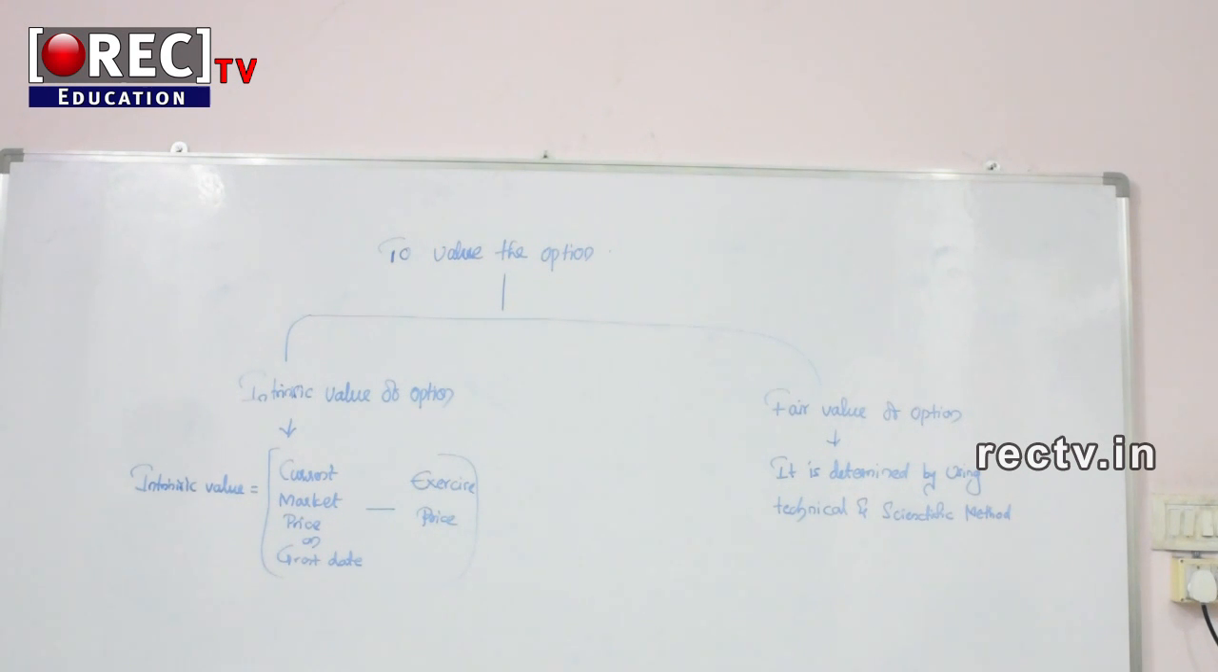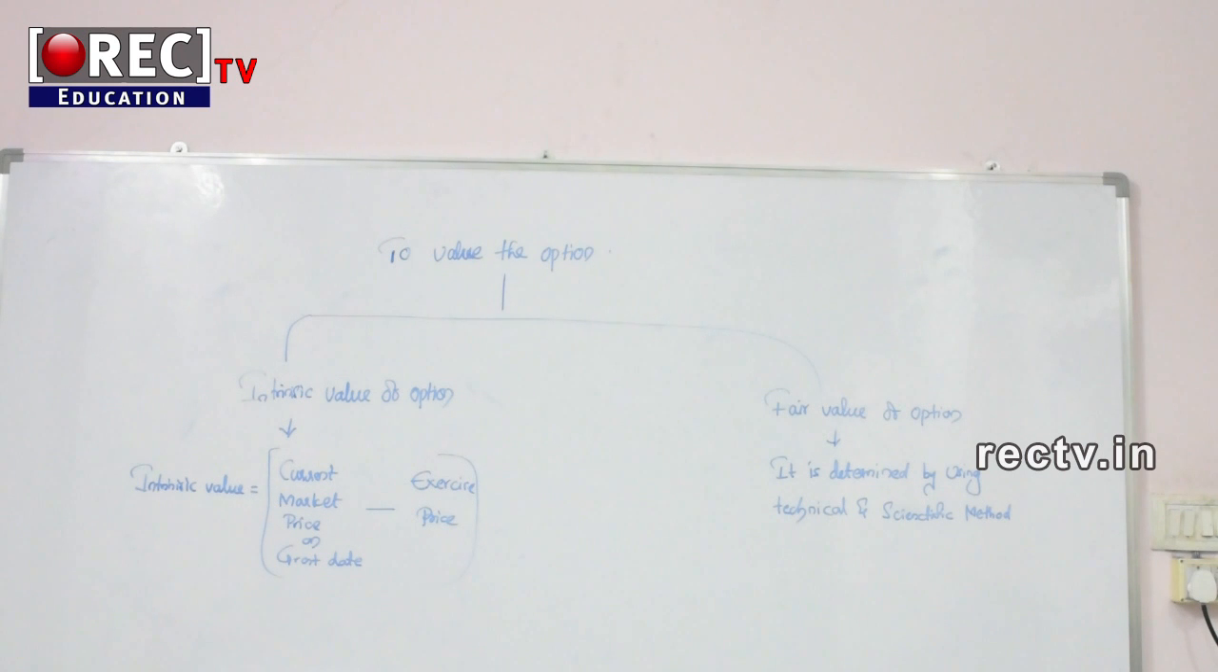So to value that benefit, we have two methods: the intrinsic value of option and the fair value of option. For the intrinsic value of option, how do you determine it? It is the current market price on the grant date minus the exercise price. And the fair value of option is determined by using technical and scientific methods.